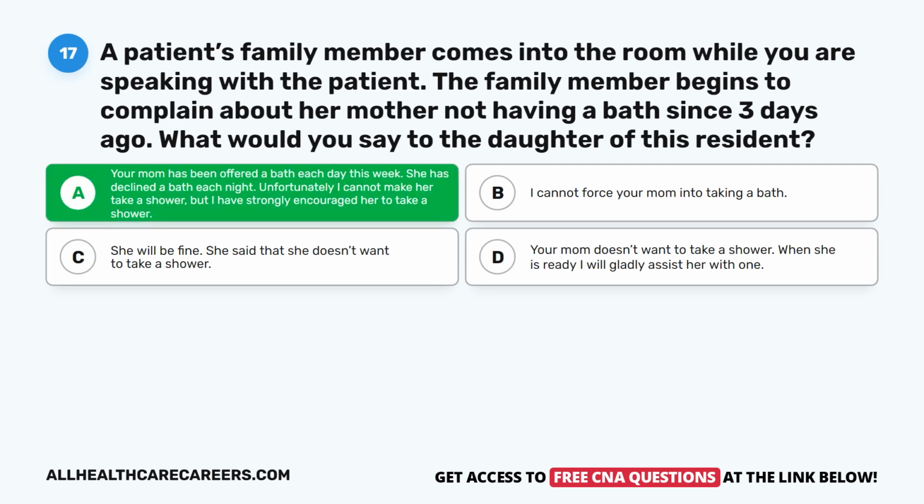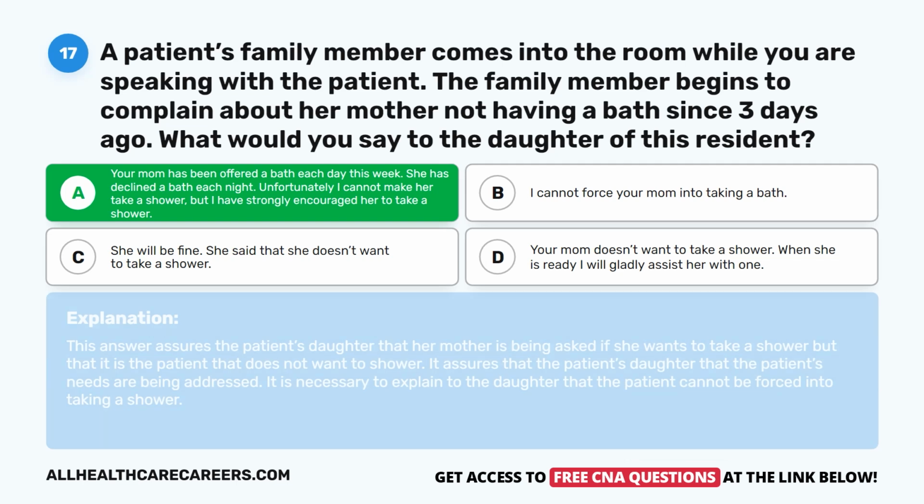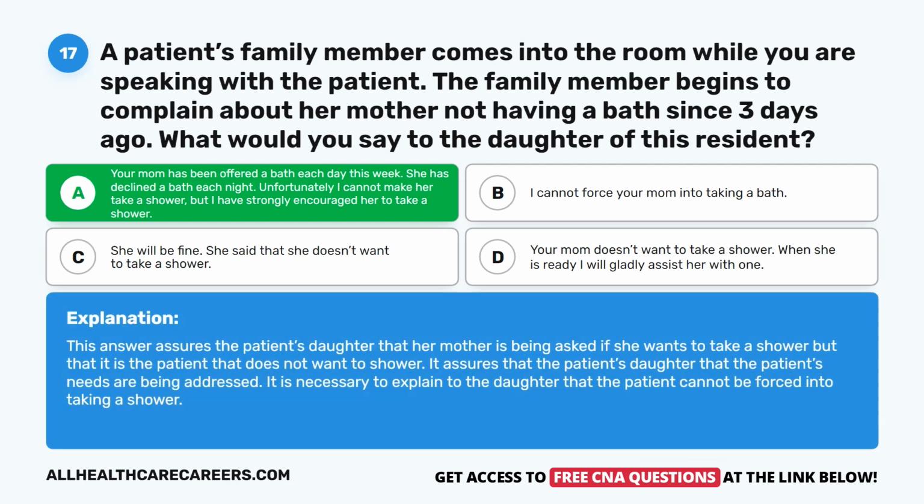The correct answer is A. Your mom has been offered a bath each day this week. She has declined a bath each night. Unfortunately, I cannot make her take a shower, but I have strongly encouraged her to take a shower. This answer assures the patient's daughter that her mother is being asked if she wants to take a shower, but that it is the patient that does not want to shower. It assures the patient's daughter that the patient's needs are being addressed. It is necessary to explain to the daughter that the patient cannot be forced into taking a shower.